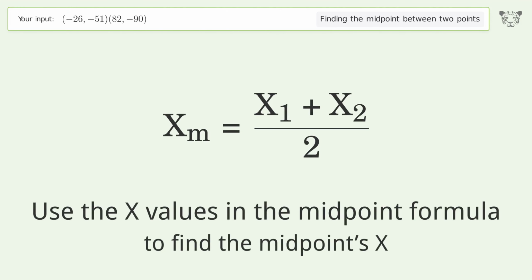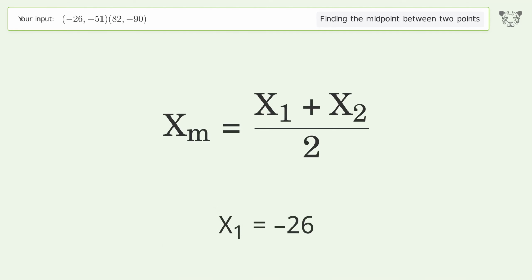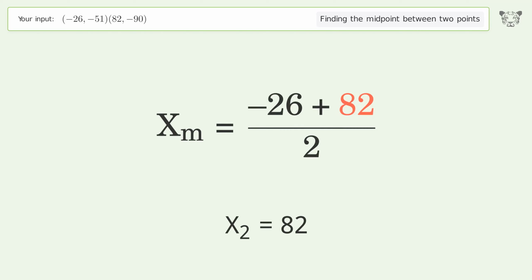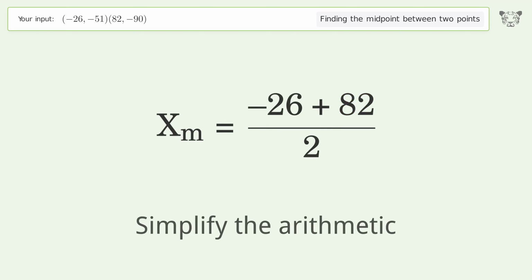Use the x values in the midpoint formula to find the midpoints x. x1 equals -26. x2 equals 82. Simplify the arithmetic.